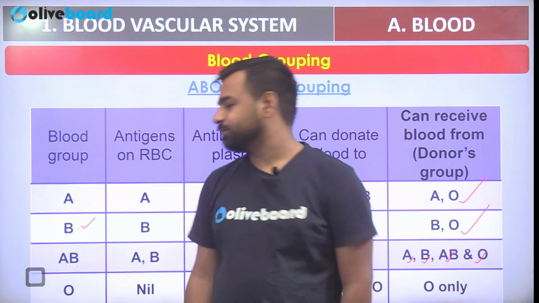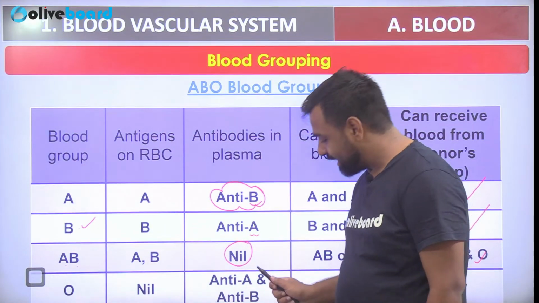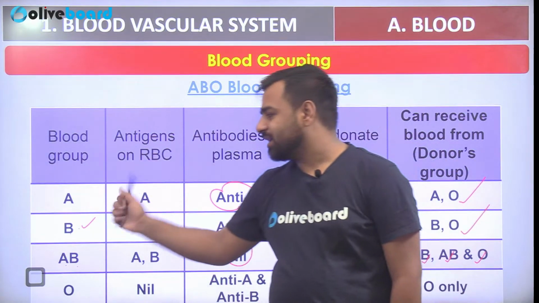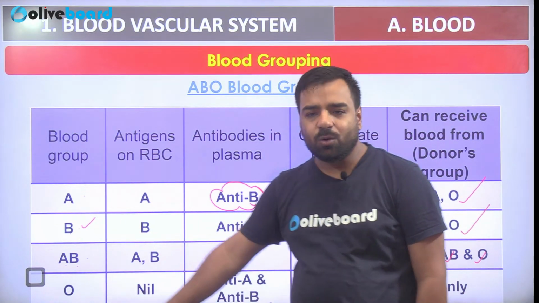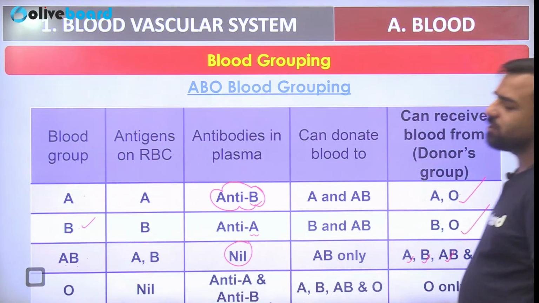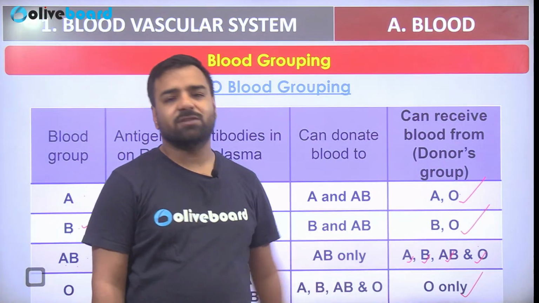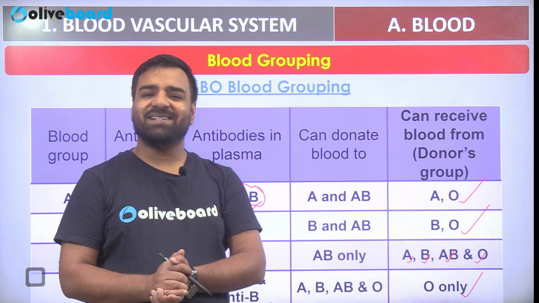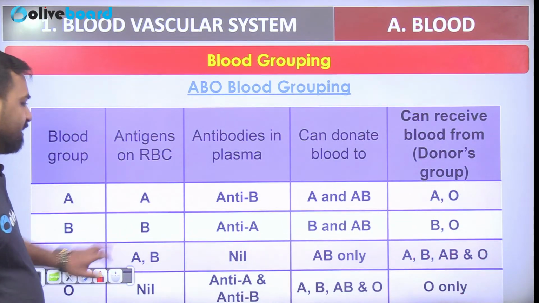What about O? O has antibody A as well as antibody B. So neither A nor B nor AB can donate the blood. Yes, O can get blood from O only. But you will find that O is donating blood to everyone. So O is known as the universal donor, and AB, which accepts blood from everyone, is known as the universal recipient. As simple as that. Got it? Perfect. Next. So proceeding further.